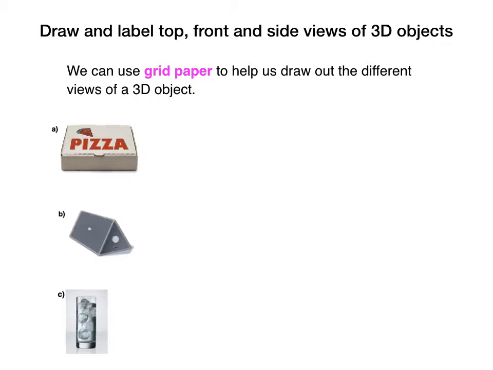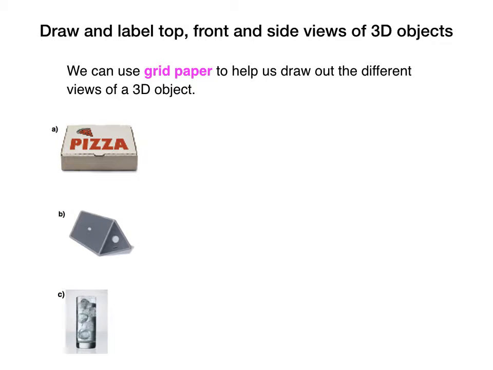So one of the learning outcomes is that we need to be able to draw and label the top, front, and side views of 3D objects. So we can use grid paper to help us draw out the different views of a 3D object. So the first object that's given to us over here is the pizza box.